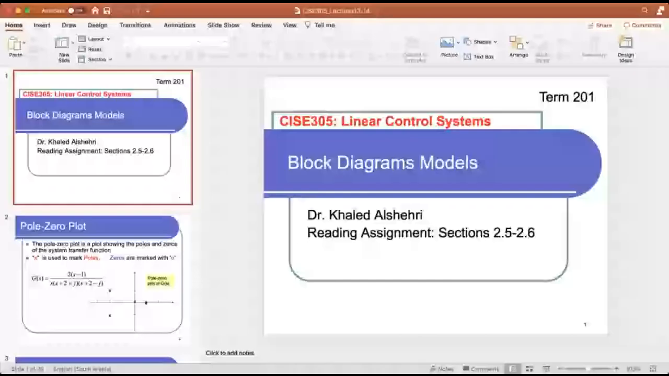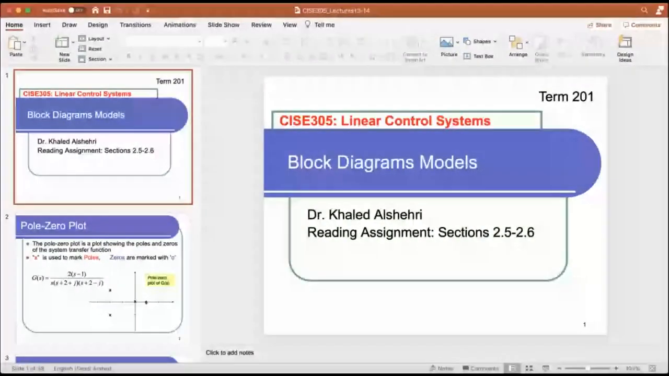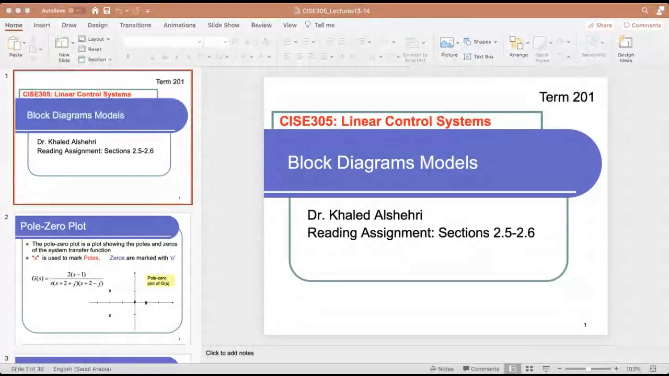If you don't have any questions about Laplace transform, then we can move to the next topic, which is block diagram models. From block diagram models onwards, we will mostly use the textbook. So far, we've been using handouts because of the contents, but now we can use the textbook.